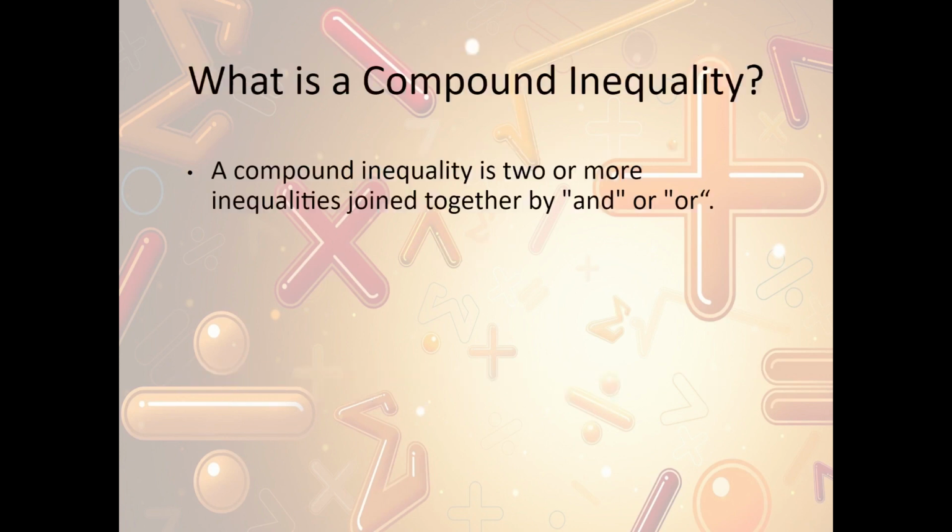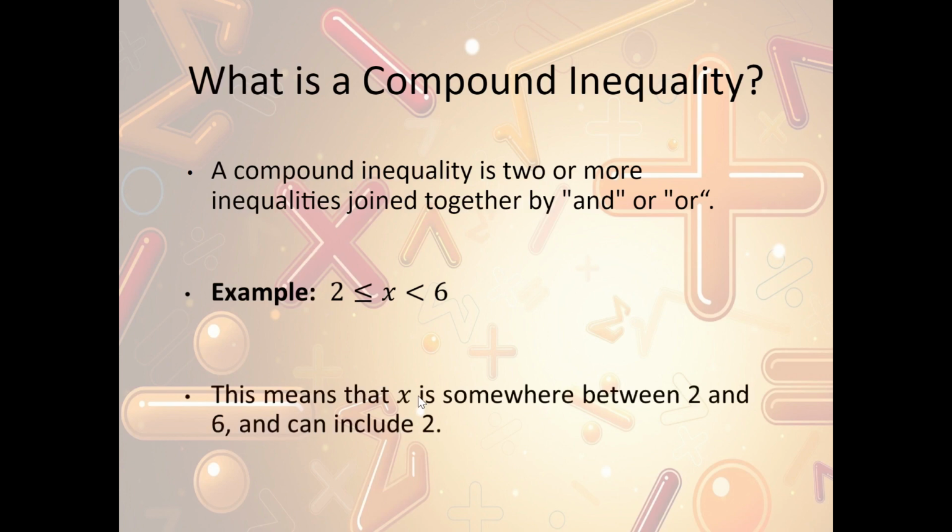Now, what is a compound inequality? A compound inequality is two or more inequalities joined together by "and" or "or". And what does that look like? It looks like this. 2 is less than or equal to x is less than 6. So what that really means is x is somewhere between 2 and 6. And because it has the "or equal to" on this side, it can include 2, but it can't include 6. So it's somewhere between them.